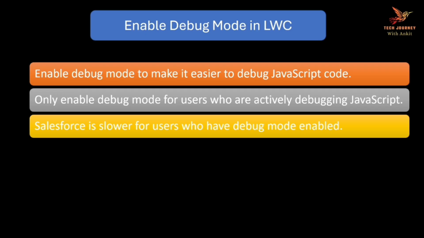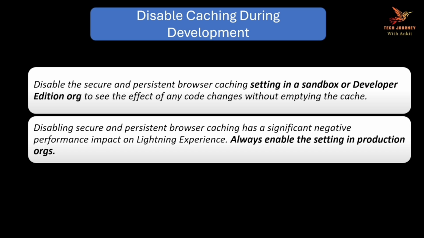What is the second step that you should be doing? Disable the cache during development, because most of the time if we are not doing it, we have to refresh our org multiple times so that the cached changes are not replicated. So what we can do here is disable the cache in the sandboxes or developer edition org to see the effect of our code changes effectively without emptying the cache every time.